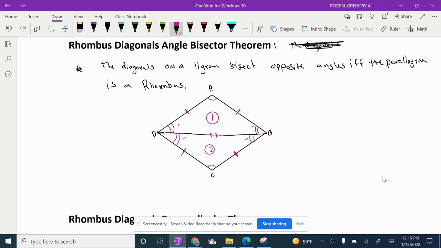Now, we only bisected one pair of angles, but as we said before, we would repeat the same process with diagonal AC. If we do diagonal AC and got rid of diagonal DB, we would repeat the same process and show it's the same thing. So side, side, side, CPCTC shows that the diagonals are angle bisectors. Okay? So from now on, we can use the rhombus diagonals angle bisector. The diagonals bisect the angles on a rhombus.